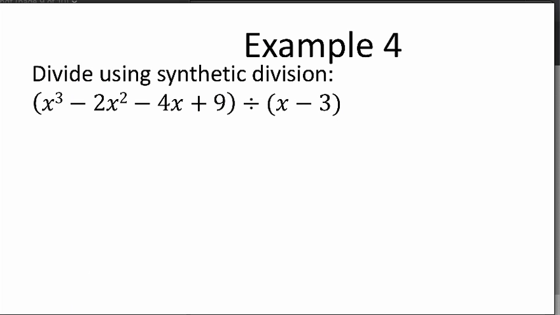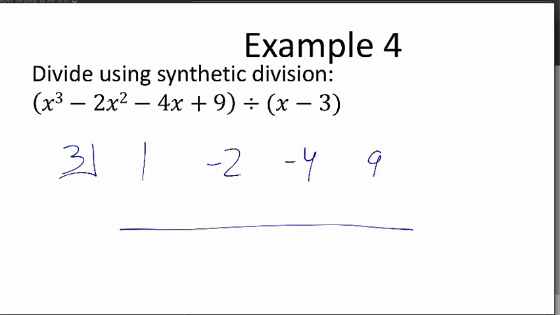Example 4. Dividing one more time. X to the third minus 2x squared minus 4x plus 9. We are not missing any terms, so we're just going to write our coefficients. 1, negative 2, negative 4, positive 9. And in the box, what do you think we should put? Oh, that's right, you're not here to respond to me. We're going to put a positive 3. So the 0 of our divisor.